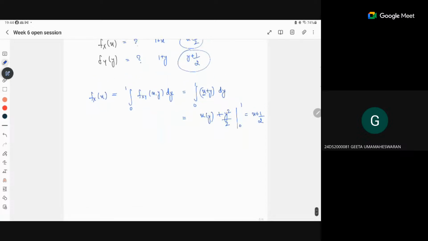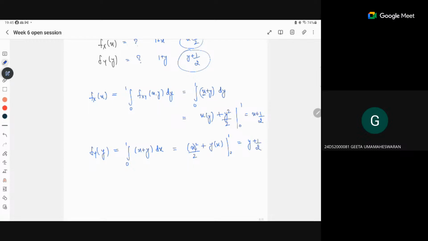Similarly, if we do for f of y, this would be the integral of f of x y dx, right? x plus y dx, and x is varying from 0 to 1. So this is x square by 2 plus yx, taking the limit from 0 to 1, and we will have y plus 1 by 2.